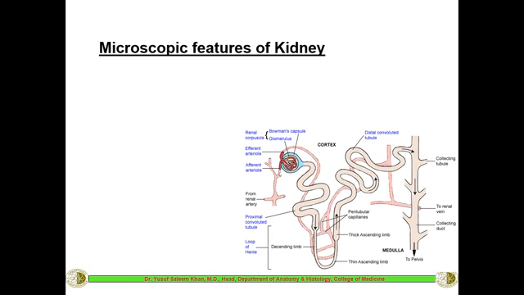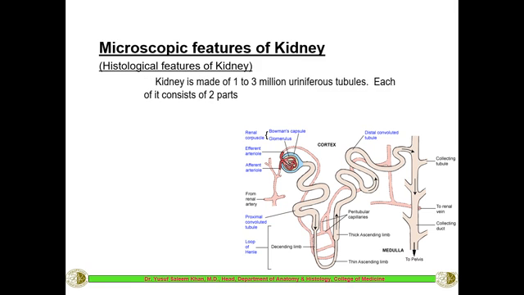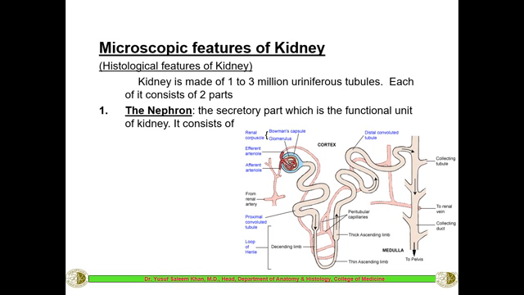Now talking about the microscopic, some of the important features. I will not go into detail, so that will be in a separate lecture when we discuss the histology of the kidney. At that time we will be discussing in detail. This is just a brief introduction of the microscopic features of the kidney. So the kidney is made up of 1 to 3 million uriniferous tubules. This consists of two parts, nephron as well as the collecting tubule. So usually they say 1 to 3 million nephrons.